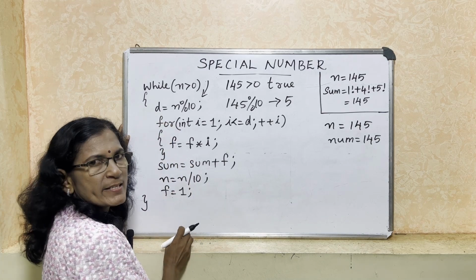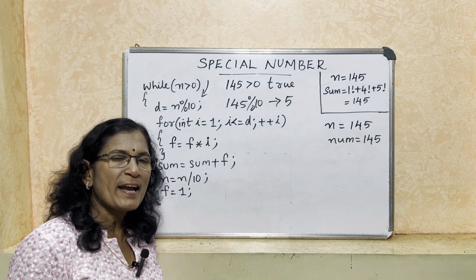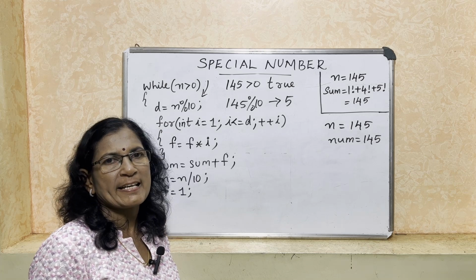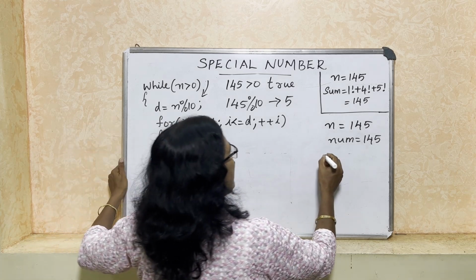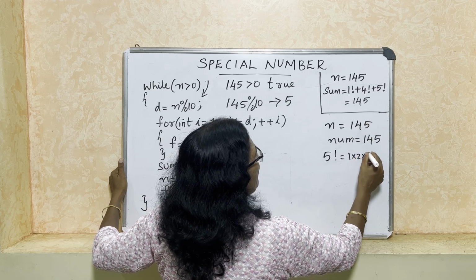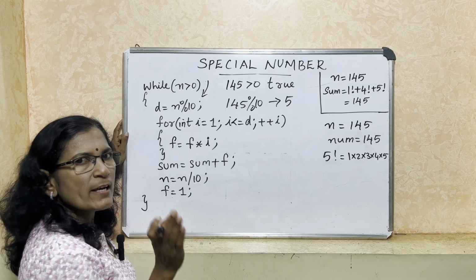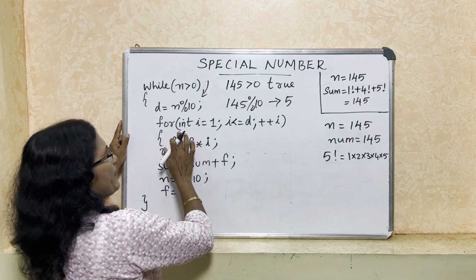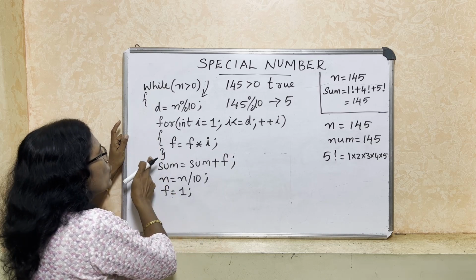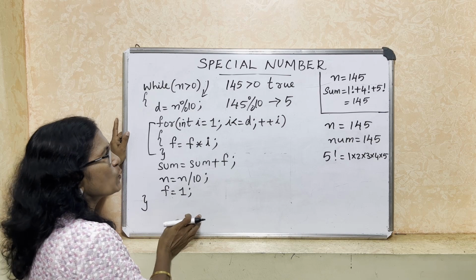The next step is to calculate the factorial of 5. To calculate the factorial of 5, all the numbers from 1 to 5 should be taken and multiplied. 5 factorial is 1 into 2 into 3 into 4 into 5. So, to take all the numbers from 1 to 5 and multiply, the for loop is used. This for loop is used for that purpose. Let us see how this for loop works.